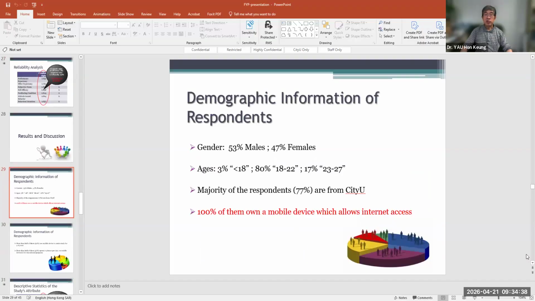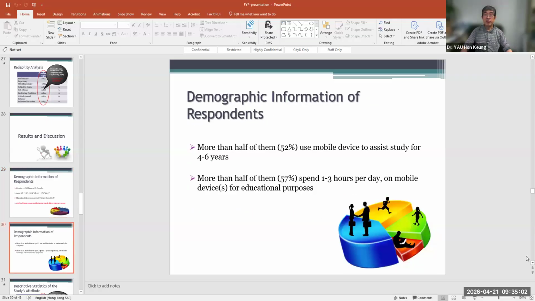A result, gender and female, 47%, male, 55%. For the age, normally this is for the higher education, so normally until 27. Mainly it is come from city university, okay? More than half of them is using mobile device to assist study for 4 to 6 years. And more than half of them, 57%, spend 1 or 2 to 3 hours per day on mobile device for educational purpose.